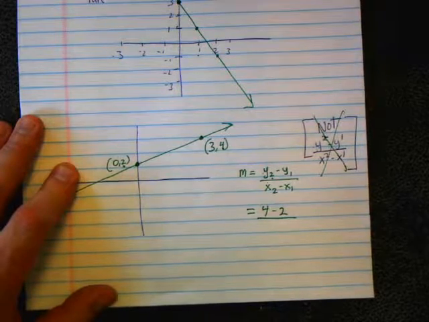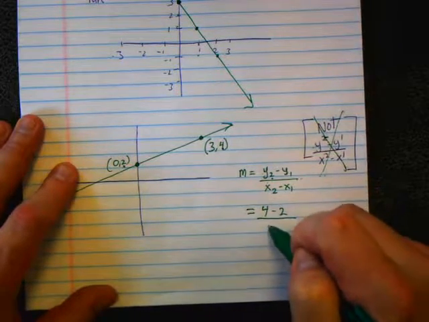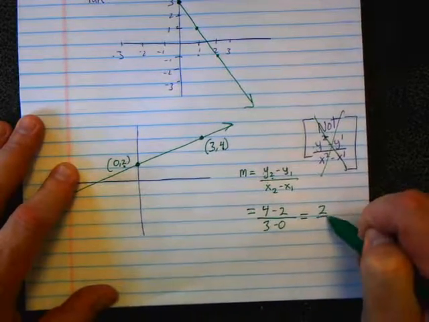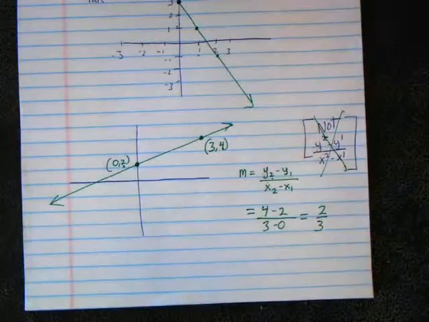A lot of times I'll see people put the x's on top. That's no good either. Over 3 minus 0. So this looks like, this line has a slope of 2/3.